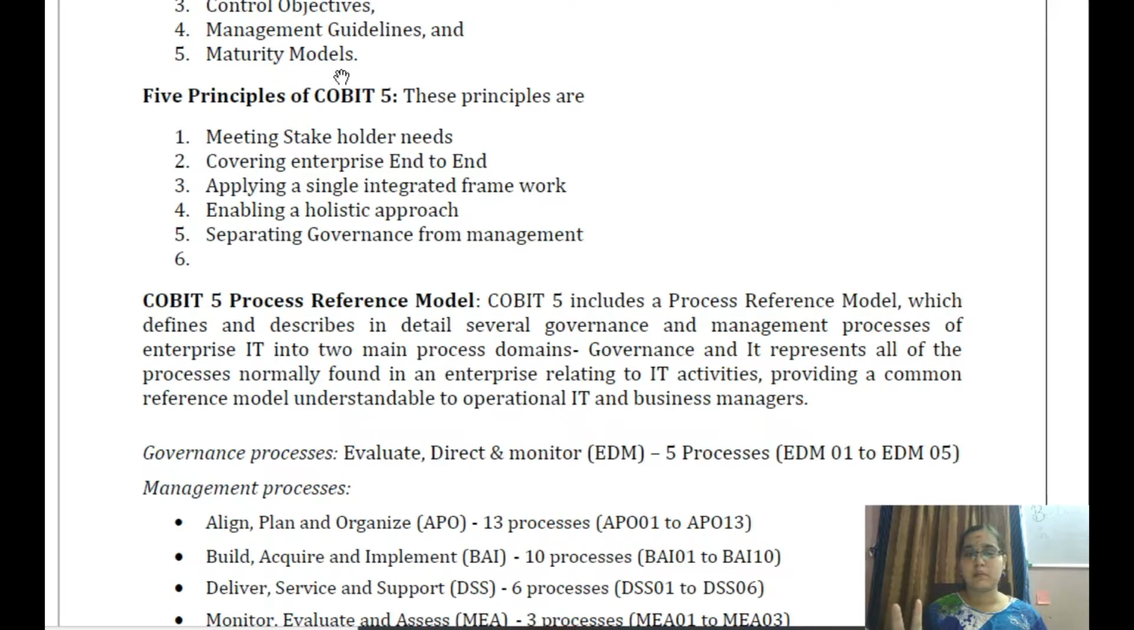So what are the 5 principles of COBIT 5? Meeting stakeholder needs, covering enterprise end-to-end, applying a single integrated framework, enabling a holistic approach, and separating governance from management.